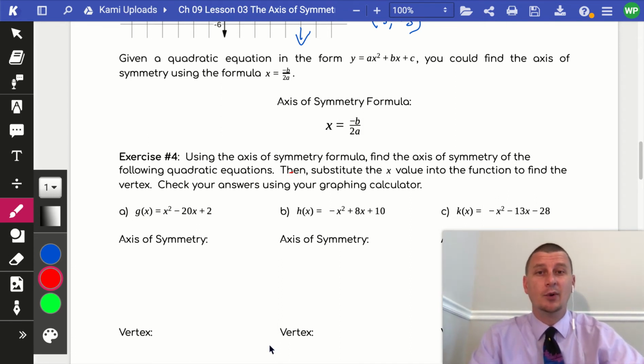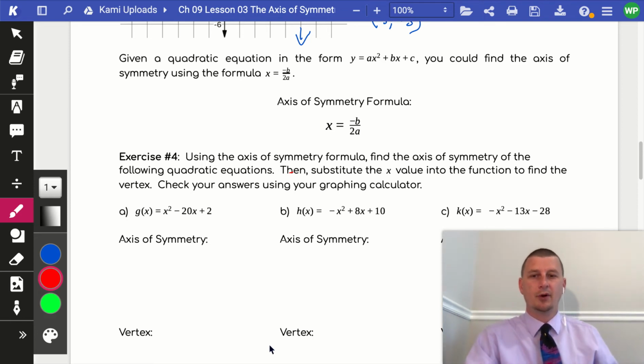And in this video we're going to finish up our look at the axis of symmetry regarding parabolas. It says, given a quadratic equation in the form y equals ax squared plus bx plus c, you could find the axis of symmetry using the formula x is equal to negative b divided by 2 times a. And there you have your axis of symmetry formula. It says x equals negative b divided by 2 times a. So we could use this to find it algebraically.